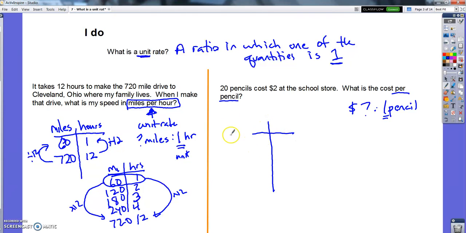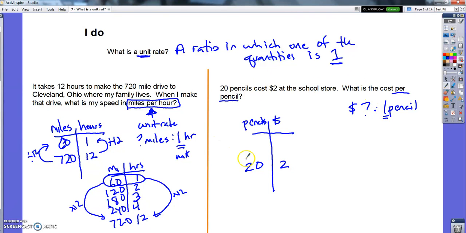I'm going to start kind of in the middle of the chart. I've got pencils, and I've got dollars. And I kind of think about being in the middle. I know 20 pencils cost $2, and I want to know how much for one pencil.